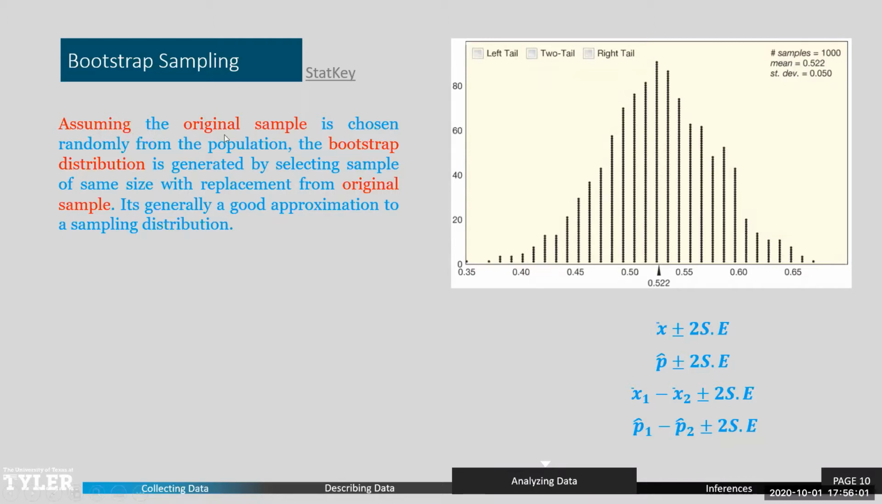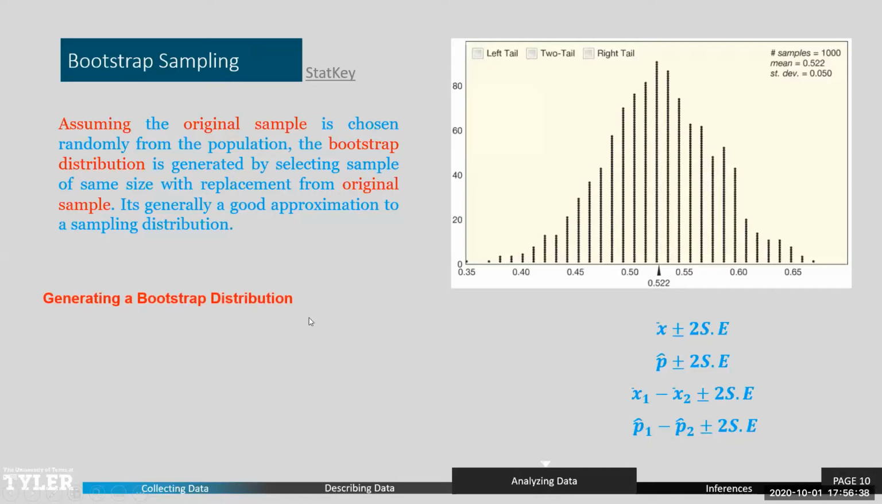We are assuming the original sample is chosen randomly from the population, but we don't have the population anymore. The bootstrap distribution is generated by selecting samples of the same size with replacement from the original sample. The same original sample that we have, we'll use to generate further samples with replacement, keeping the same size as the original one. Let's look at the process step by step.